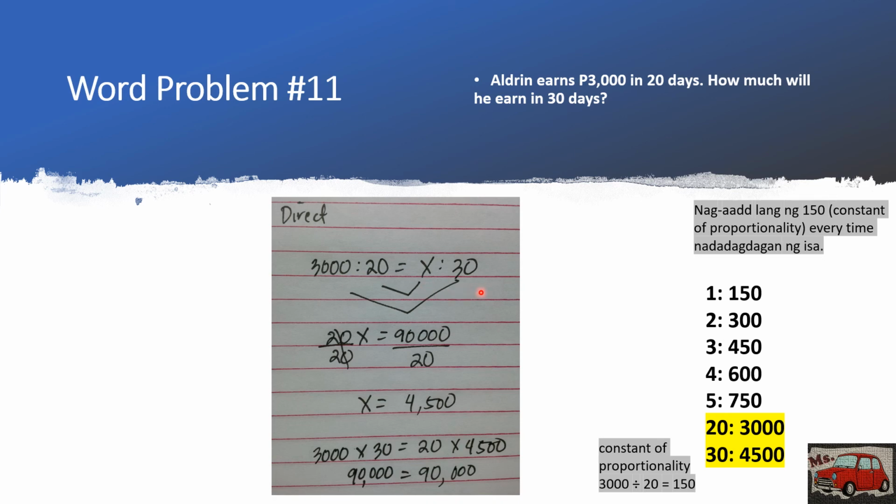Okay? So let's check kung tama tayo. So 3,000 times 30, we have 90,000. 20 times x, which is 4,500. So 20 times 4,500, so we have 90,000. So equal sila, it means they are proportion. So 4,500 is correct.